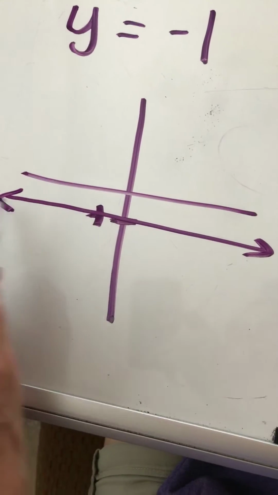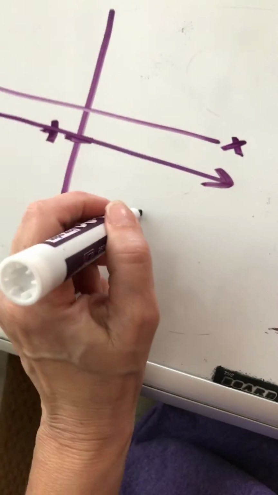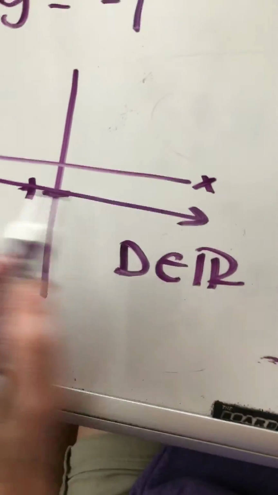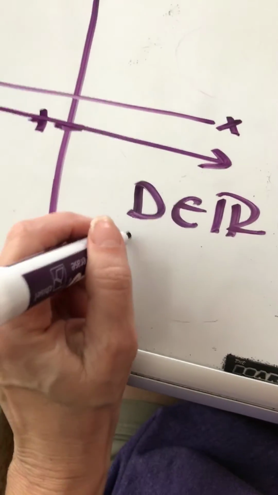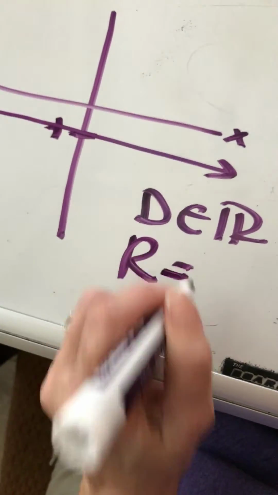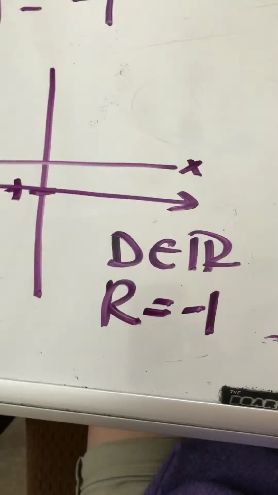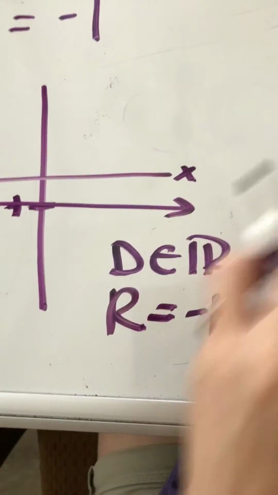My domain is all reals. Remember, that's my x value. So my domain is all reals because it goes to positive infinity and all the way to negative infinity. Now my range only has one number. It's just negative 1 because the range never changes for this function.